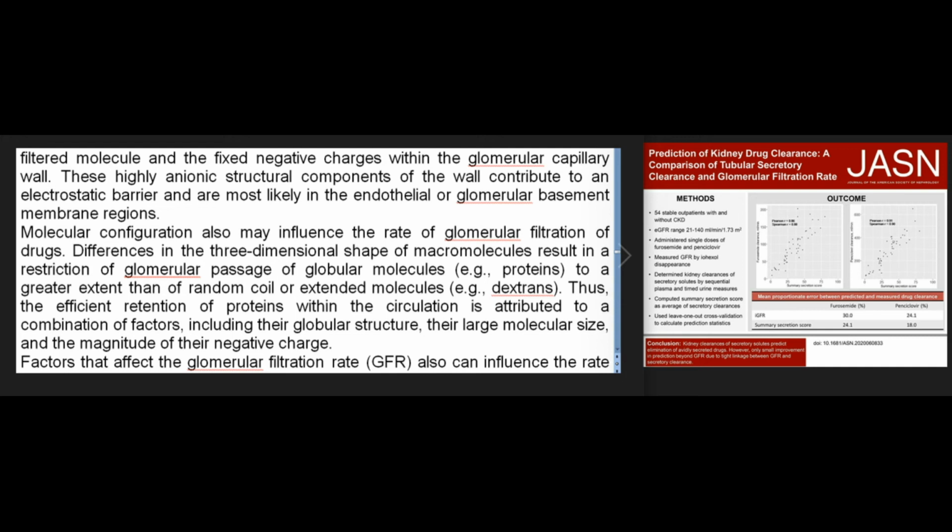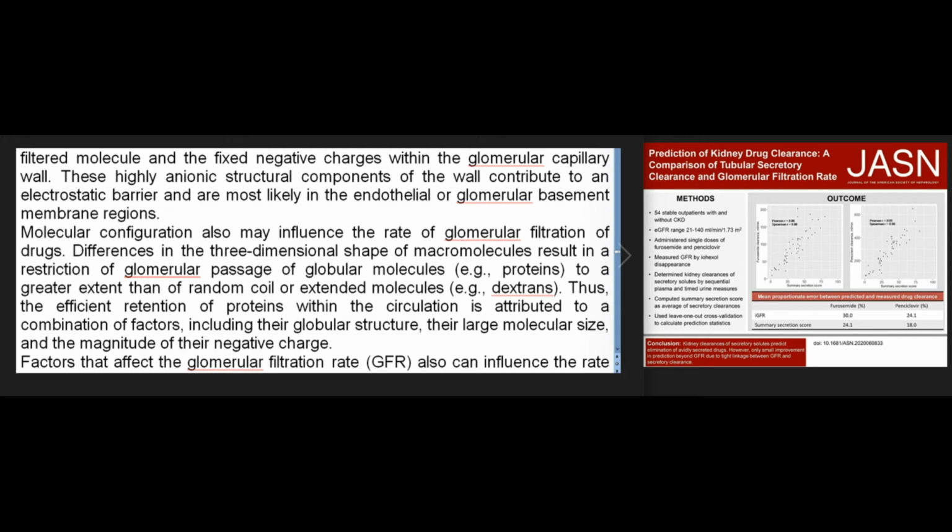Molecular configuration also may influence the rate of glomerular filtration of drugs. Differences in the three-dimensional shape of macromolecules result in a restriction of glomerular passage of globular molecules, for example proteins, to a greater extent than of random coil or extended molecules, for example dextrans. Thus, the efficient retention of proteins within the circulation is attributed to a combination of factors, including their globular structure, their large molecular size, and the magnitude of their negative charge.